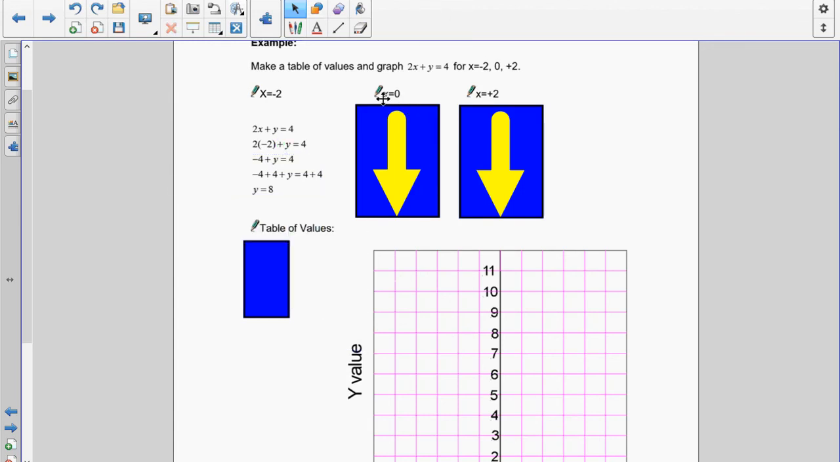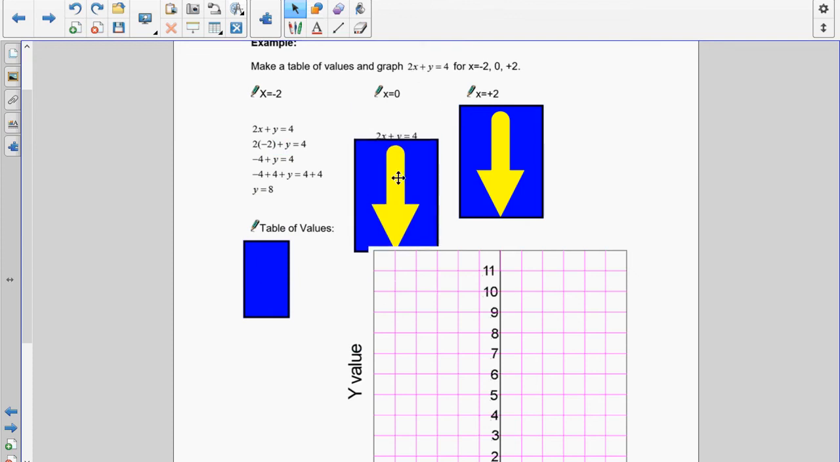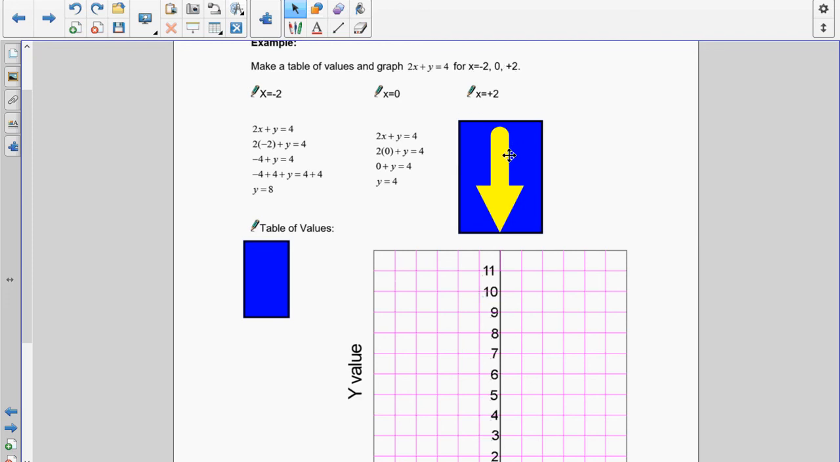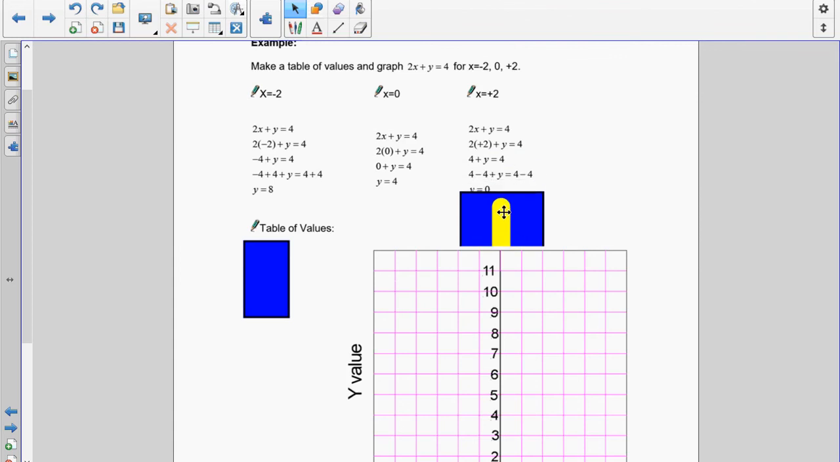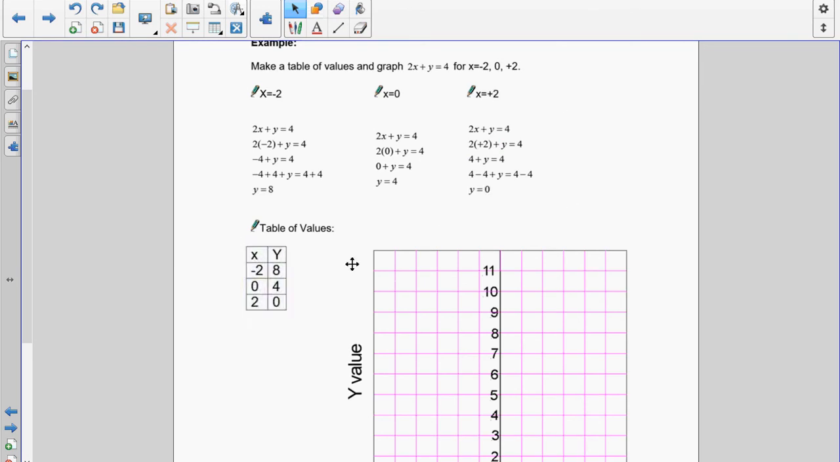Now I'm going to put x equal to 0. So there's my formula. Take out the x, put a 0 in. 2 times 0 is 0. And now I'm left with just y is equal to 4. And +2. There's our equation. Take the x out, put in the +2. 2 times 2 is 4, plus y is equal to 4. So subtract 4 from both sides, and you end up with y is 0, because 4 take away 4 is 0. So when you put all these in the table of values, -2, 8, 0, 4, and +2, 0, this is what your table of values is going to look like.